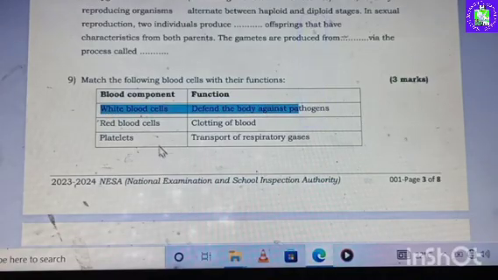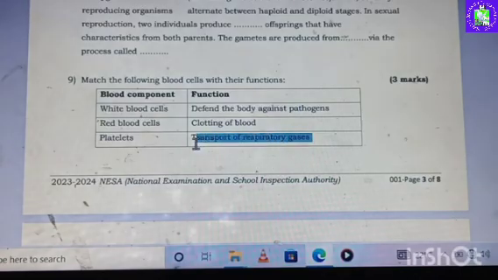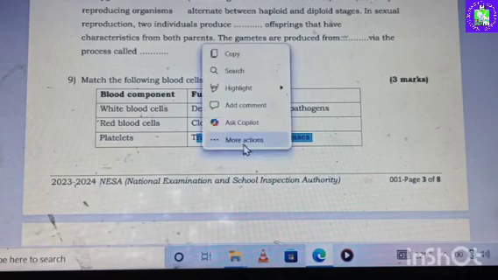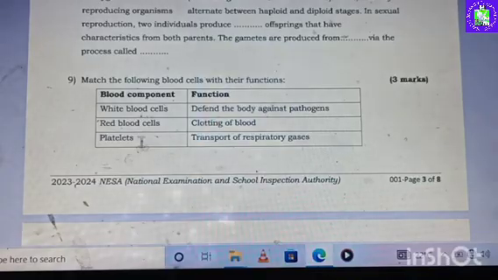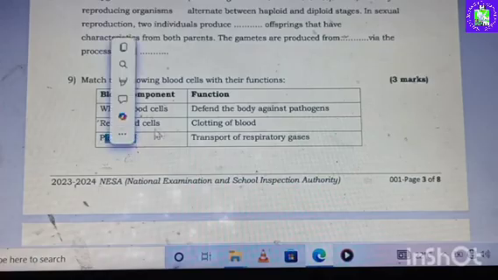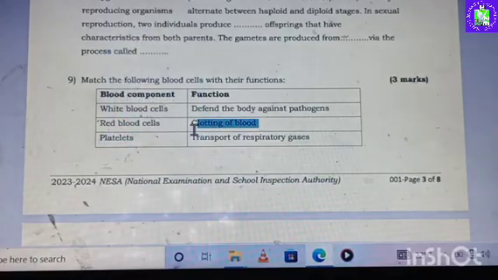Red blood cell, the main function of red blood cell must be transport of gases. When you say gases, you try to understand carbon dioxide and oxygen. It means that red blood cell corresponds with transport of gases. Then platelets are involved in blood clotting, meaning it corresponds with that one. Okay, next question.